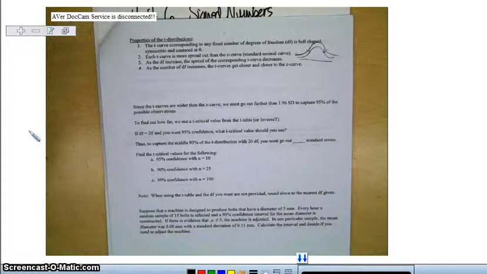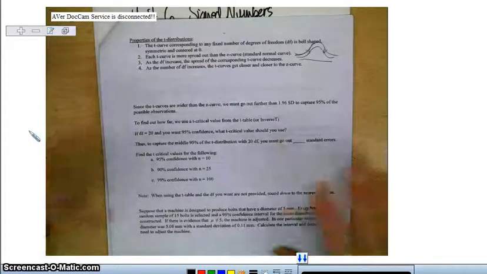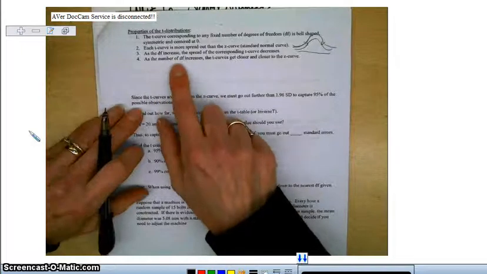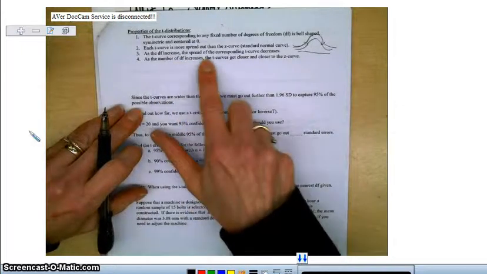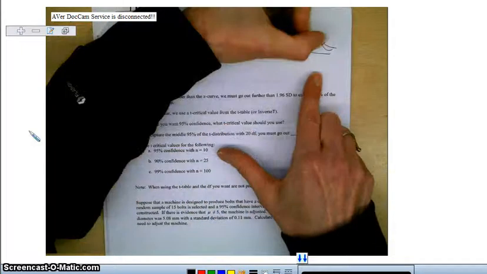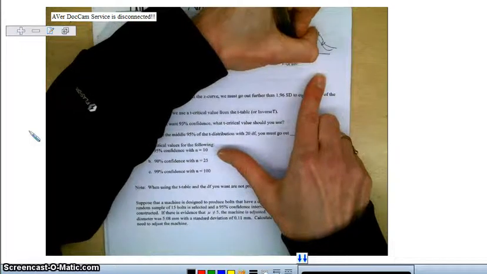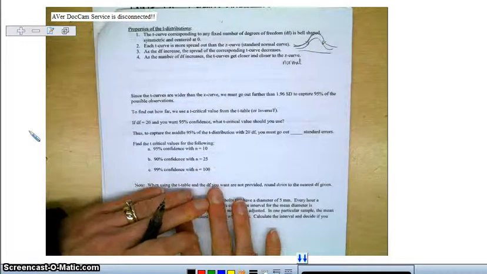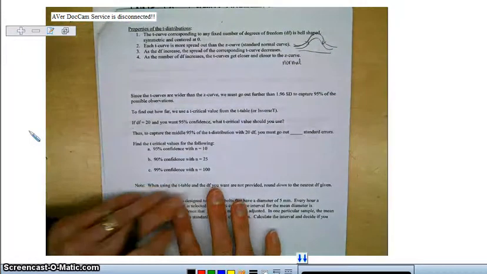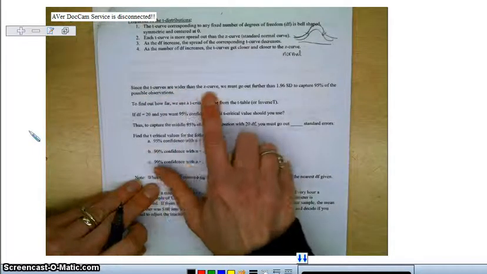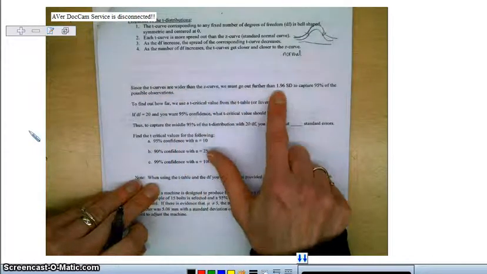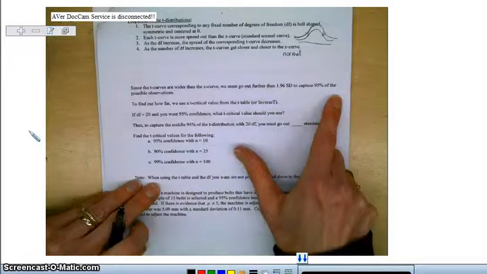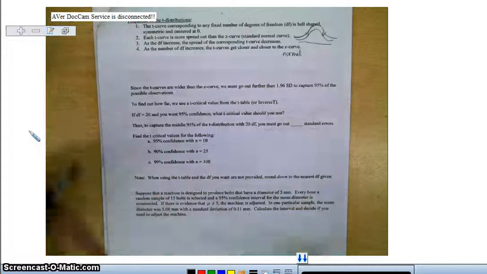Not that you ever have to graph it. If you ever draw a t-distribution, you're going to draw it like a normal curve. But when you write confidence intervals, you don't draw the distributions. You only do that in probabilities. As the number of degrees of freedom increases, the t-curve gets closer and closer to the z-curve, the normal curve. The z-curve is the normal curve. Since the t-curves are wider than the z-curve, we must go further out than 1.96 standard deviations to capture 95% of the observations. So that just means our t-values are going to be different.